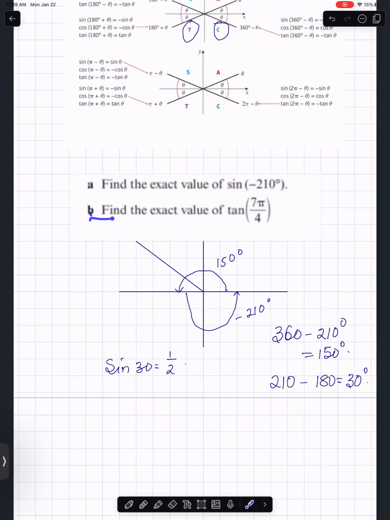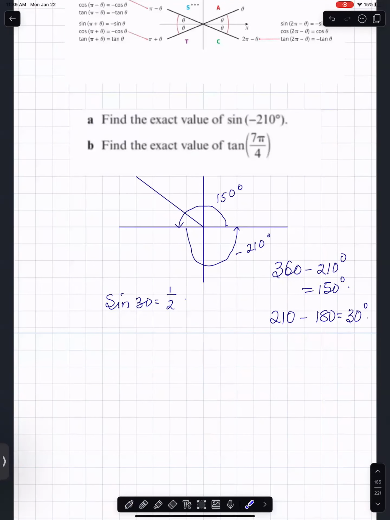Then we are looking for the exact value of tan 7 pi by 4. So we are looking for this value, 7 pi by 4. So if you take a look at this, we have this.